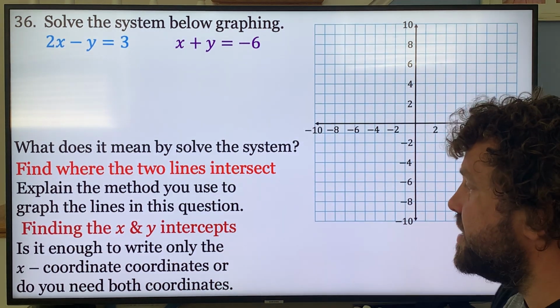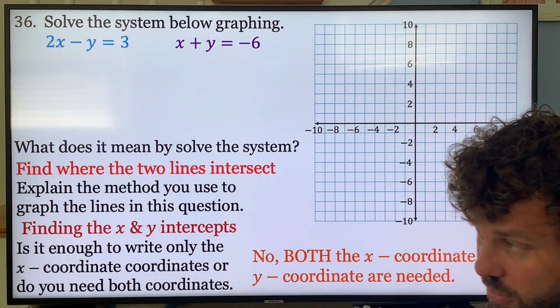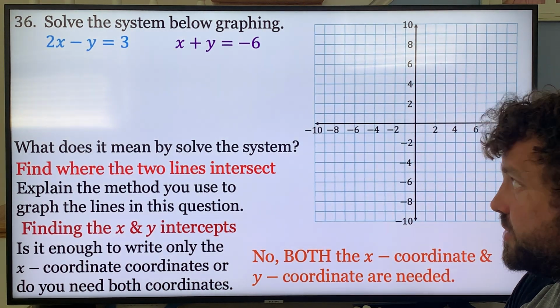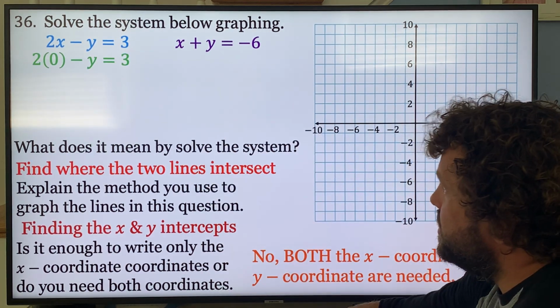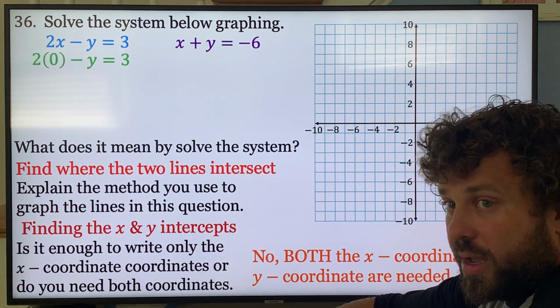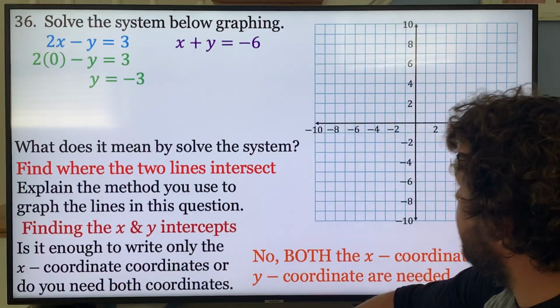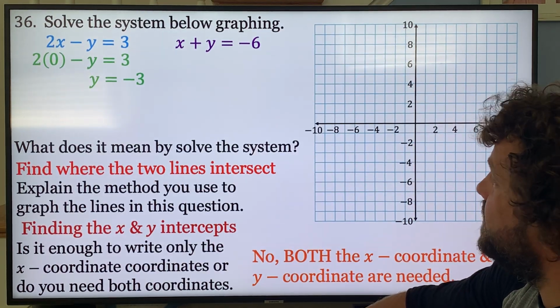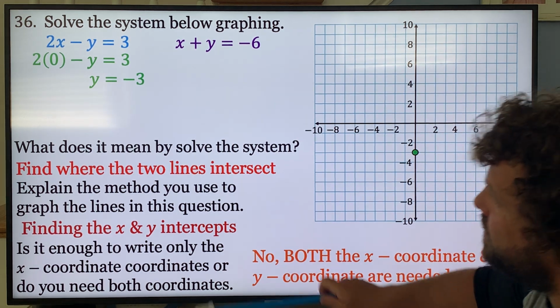Is it enough to only write the x coordinates, or do you need both coordinates? Obviously, you need both the x and the y coordinates. It's not going to help if you just have one. So, first one, we're going to solve for the y-intercept by setting x equal to 0, negative y equals 3, y equals negative 3. Now we're going to solve for the x coordinate. So, y equals negative 3, I put my point.